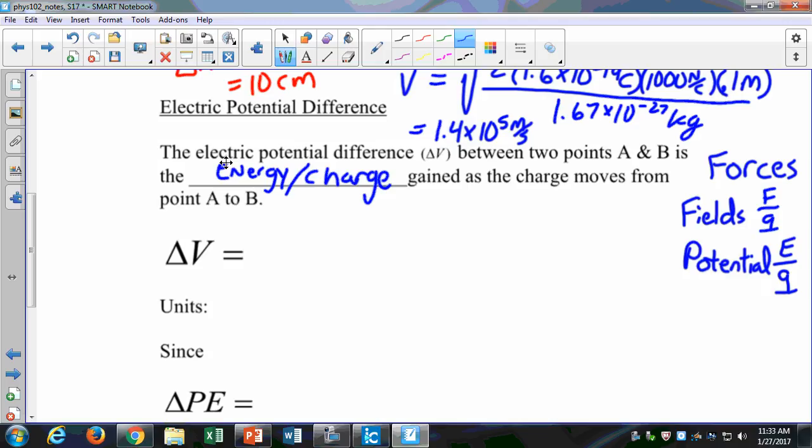People sometimes find this difficult because it's kind of abstract, but it's also very important, as I said, for your health science and also for your marine biology folks. It's important for you to get this idea of potential. It's an energy per charge.